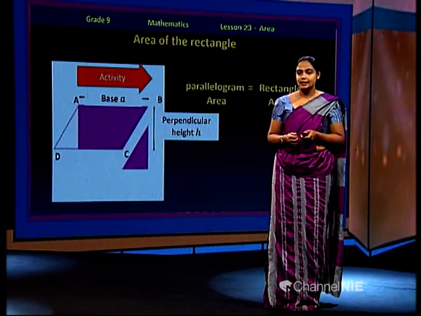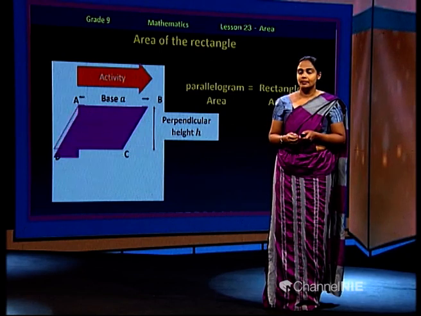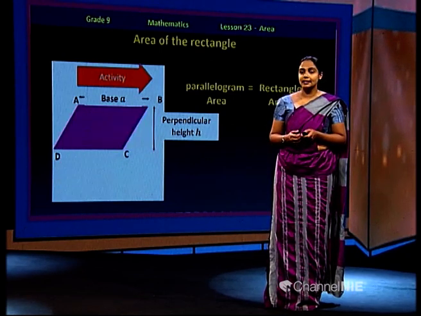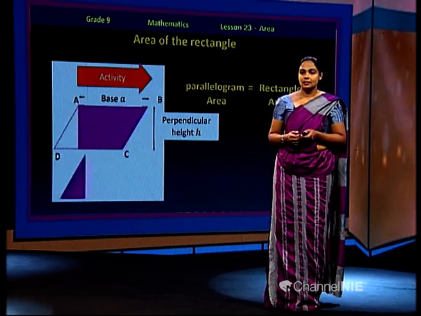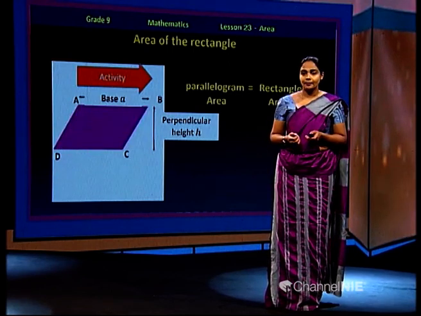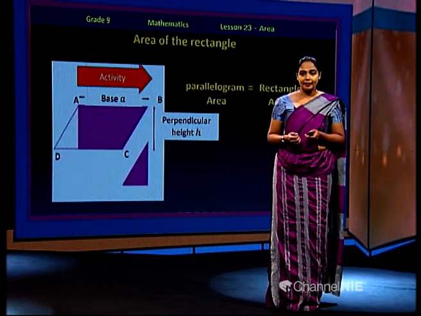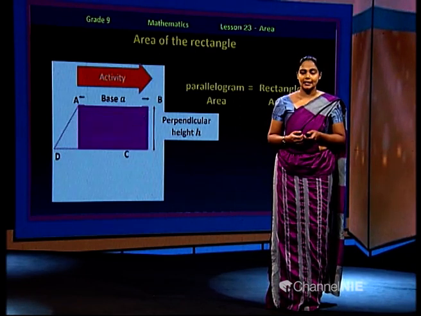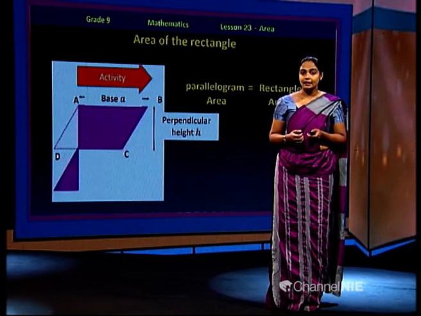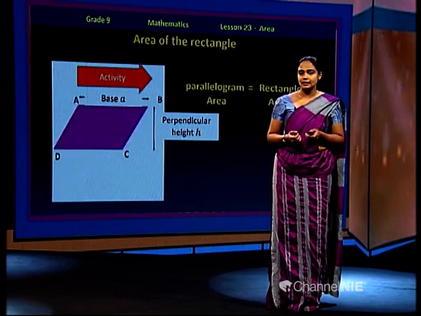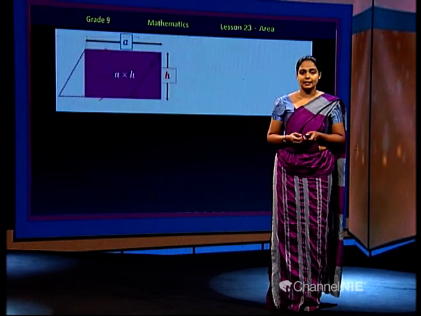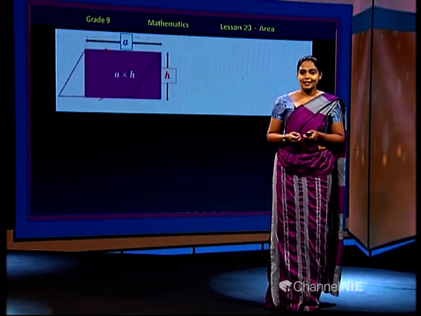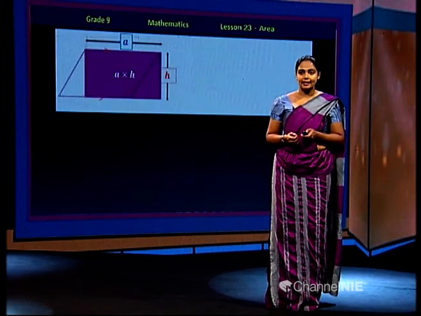Then what happened? From the parallelogram, another rectangle is formed. Then our conclusion: area of the parallelogram is equal to area of the rectangle. You should understand it. Then using this, we can find out the area of the rectangle, and we can find out the area of the parallelogram.